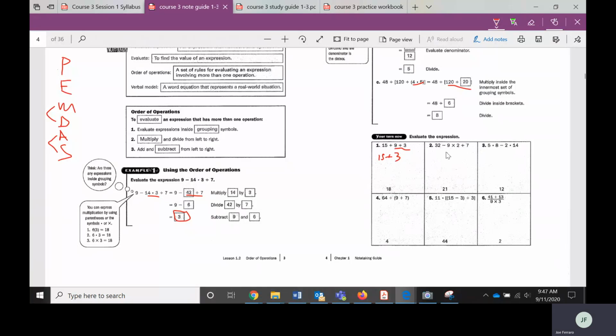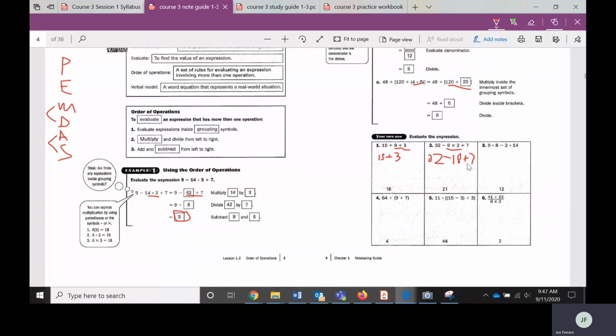Yep, that's a plus. So first thing we got to do is multiplication. So again, I'm going to try to write this as best I can. We're going to copy the 32 down. Ooh, that's bad. Minus, now we do the 9 times 2. It's 18. And then we copy the plus 7 down. So now the next step, we have 32 minus 18 plus 7.